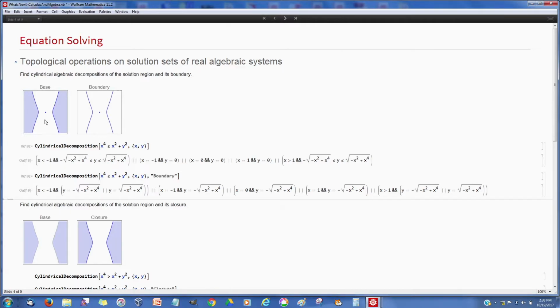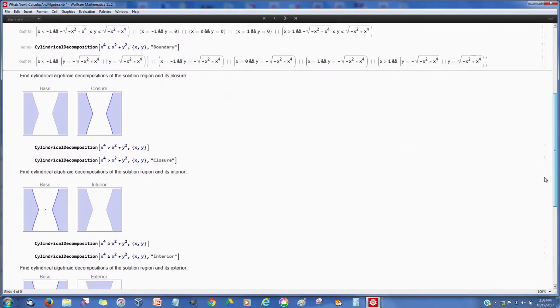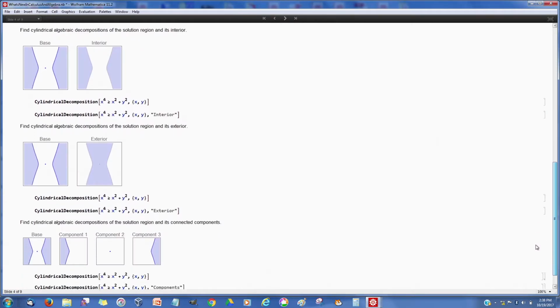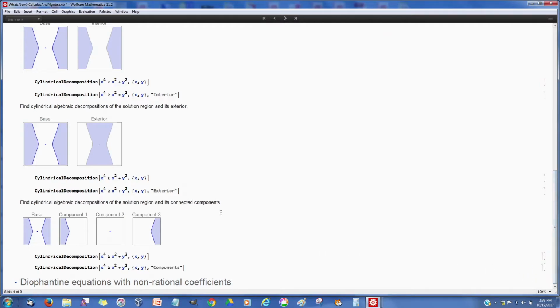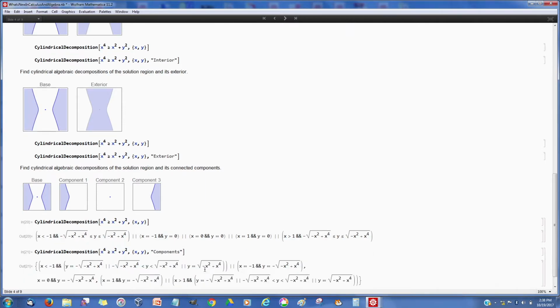So here is the picture. Here's the whole set. Here's just the boundary given by these inequalities. And we can do the same for closure, interior, exterior, and we can do this for connected components. So here's the cylindrical decomposition of the set, and here are the components separately. So we get a list of cylindrical decompositions of each connected component separately. So it's component 1, 2, and 3.